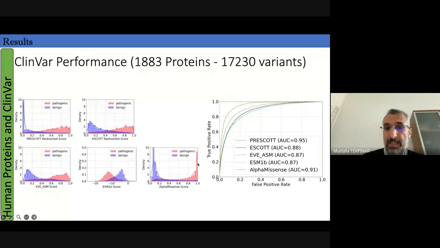For AlphaMissense, you can see that it's not just on the benign side, but on the pathogenic side also, it kind of pushes the scores to two ends. When we calculate the AUC score for the ROC curves, we can see that PRESCOTT score is 0.95. The second best is AlphaMissense, 0.91. And the third one is ESCOTT score. From here, we can deduce definitely that incorporating population information improves pathogenicity predictions here.